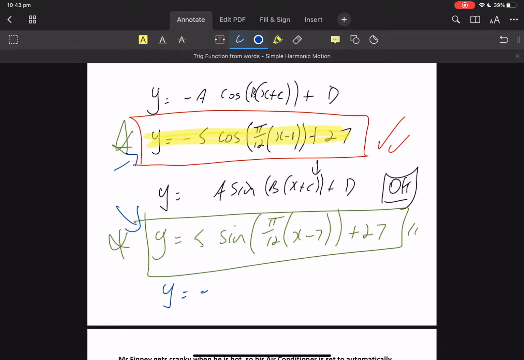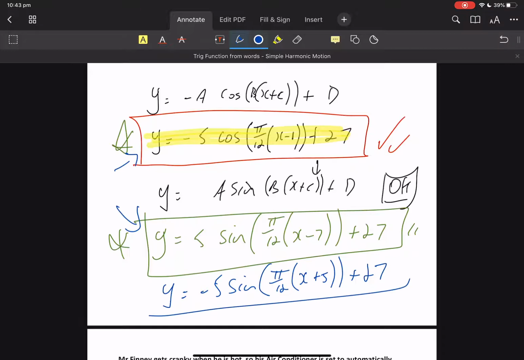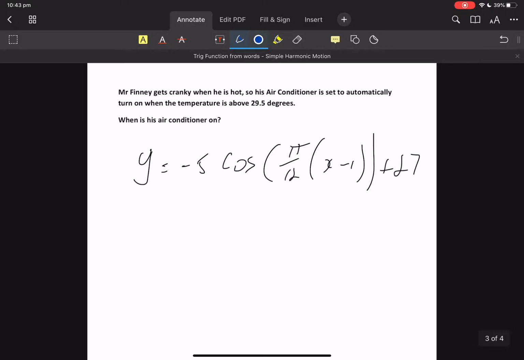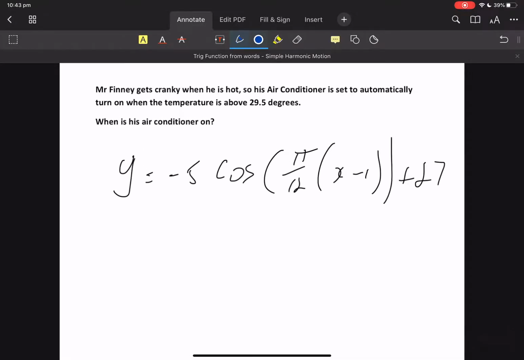How about, what if you said it was a minus sine graph for some reason? Guess what? That blue one is correct too. So no problem if you get the wrong starting point. So long as you work out your phase shift properly, you're going to get the right answer. No problem at all. But anyway, let's stick with the simplest one, the one that marries in best.